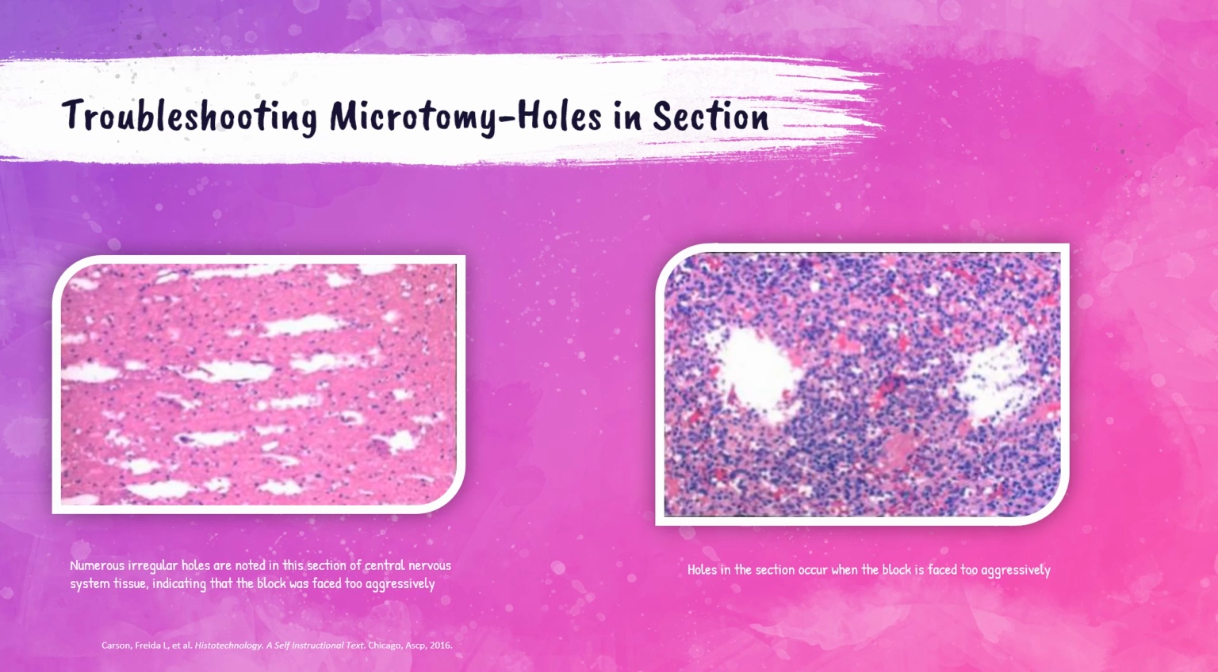Here are two examples of holes in the tissue section. The photo on the left-hand side of the slide shows numerous holes in a central nervous system tissue. The photo on the right-hand side of the slide shows another example of holes in a tissue specimen. These both were caused by facing the tissue block too aggressively.